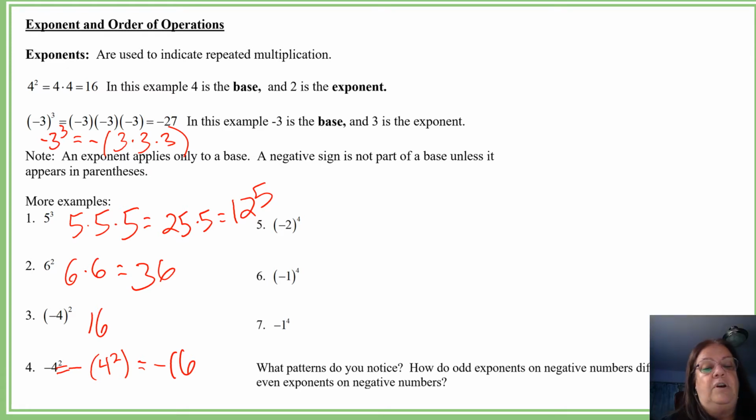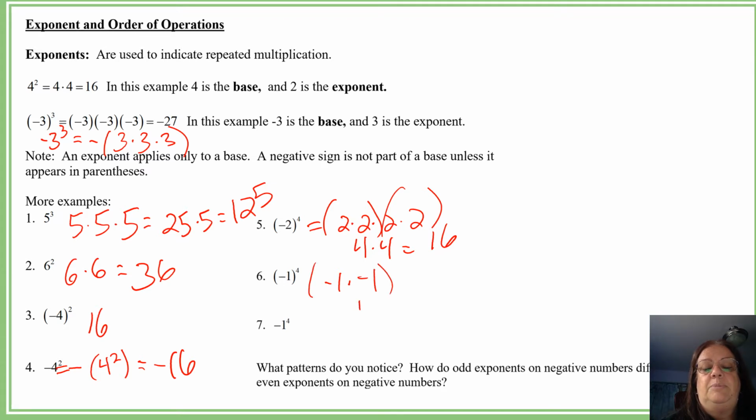Negative 2 to the 4th. I'm going to have 4 negatives. So my answer is going to end up positive. And the negative's inside. 2 to the 4 is 2 times 2 times 2 times 2. 4 of them. So I've got 4 times 4, which is 16. Negative 1 to the 4th is negative 1 times negative 1, which is positive 1.